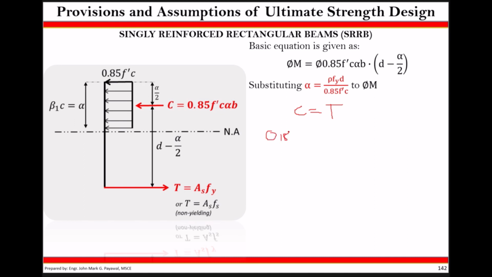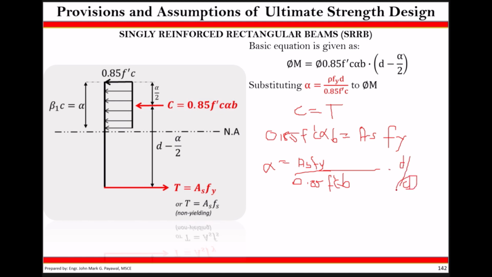Ano yung compression natin? 0.85 fc prime alpha multiplied by b equal to, assuming it's yielding, As fy. Rearranging the equation, solving for alpha, it becomes As fy over 0.85 fc prime times b. Tama ba yon? We need to express this in terms of rho. So I will multiply it by a factor 1, which is d over d. Your b times d times As is actually equal to rho. Rho fy, the remaining value here is the numerator d over 0.85 fc prime.